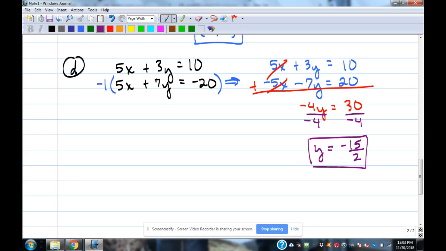Now, how do I get x? Plug that into one of the problems. I got 3 different problems I can plug it into. I got this one up here, the second one, or this one here. It doesn't matter. I'm going to go to the first one because it doesn't have any more negatives in it, so I'm not making it more complicated. So I'm making 5x plus 3 times negative 15 over 2, and that's equal to 10.